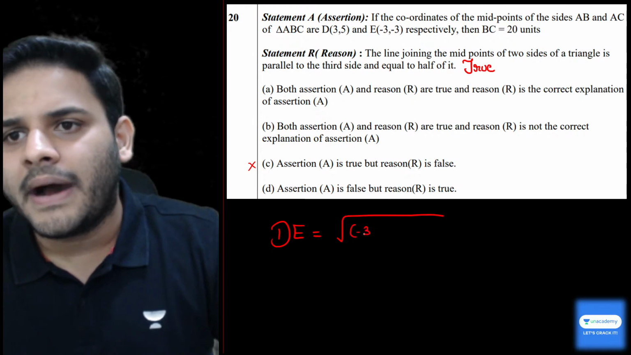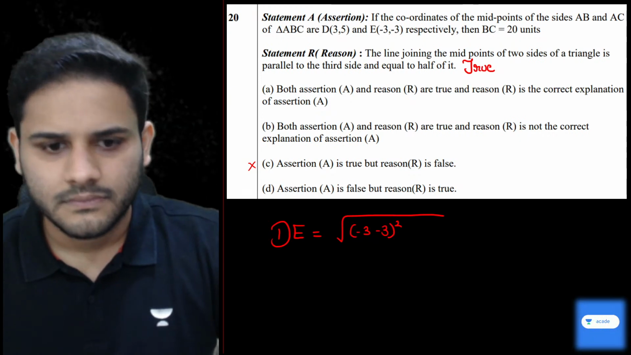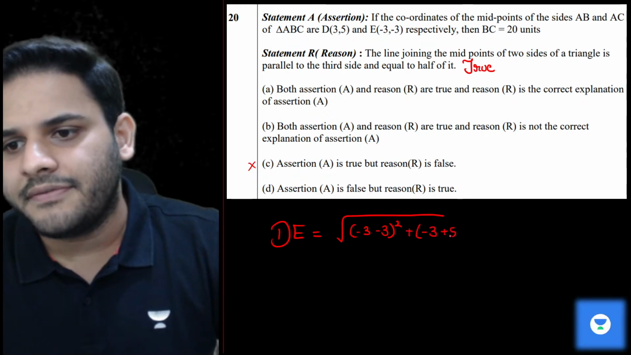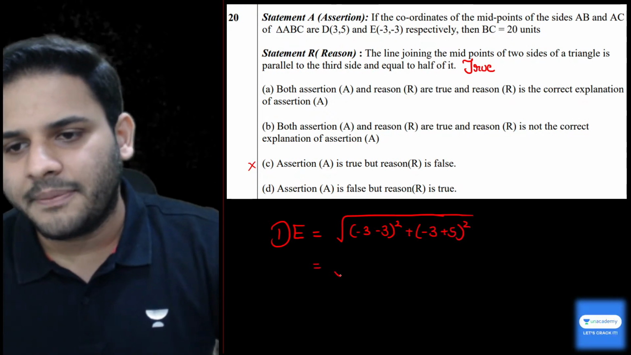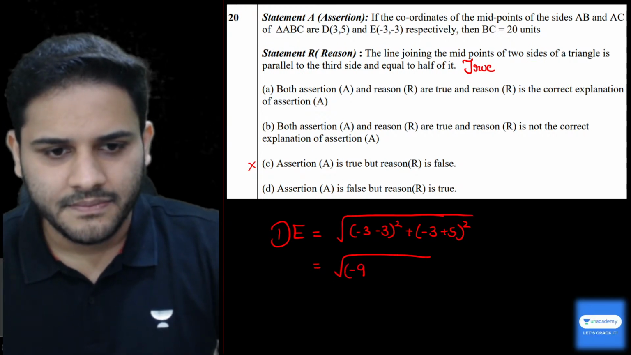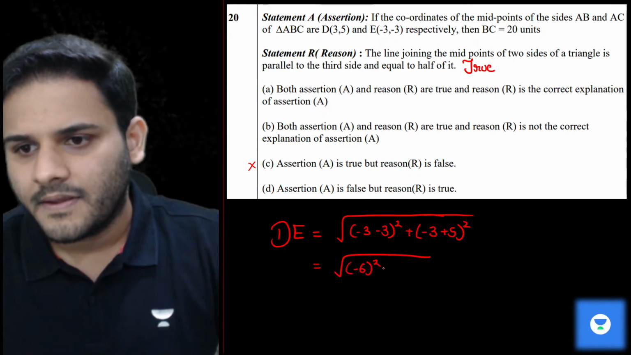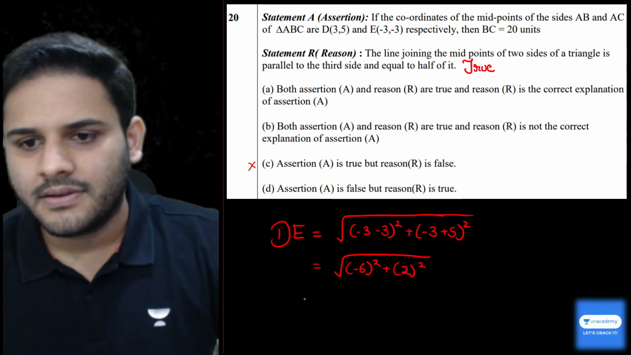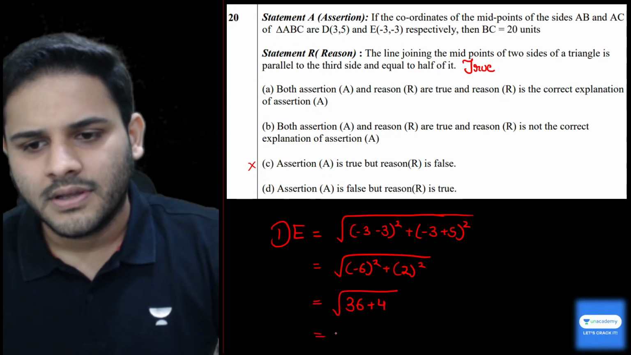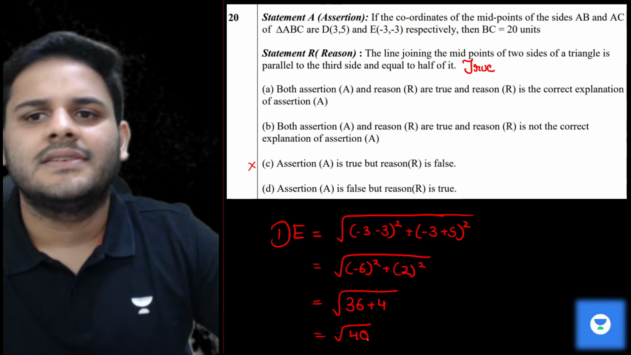will be minus 3 the whole square plus it will be minus 3 plus 5 the whole square. So you will end up getting minus 6 का square plus 2 का square. So you will end up getting 36 plus 4. Am I correct? Assertion भी true है, correct? Am I correct?